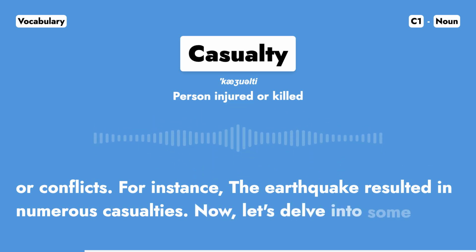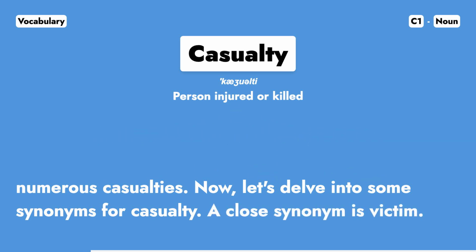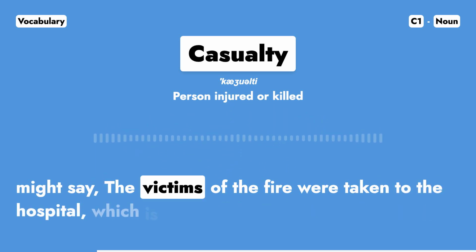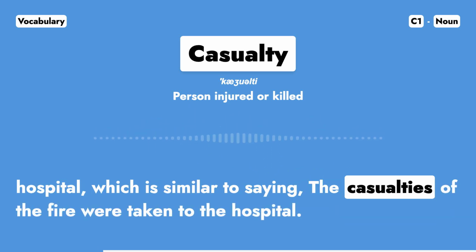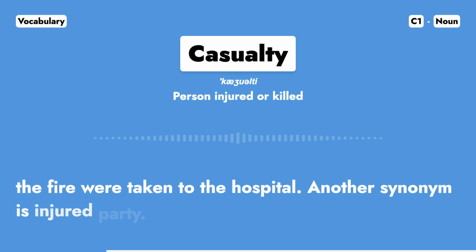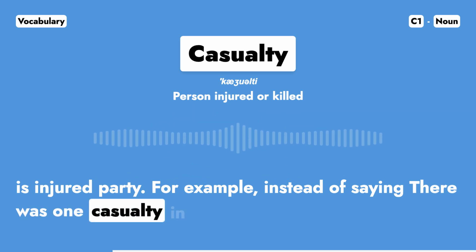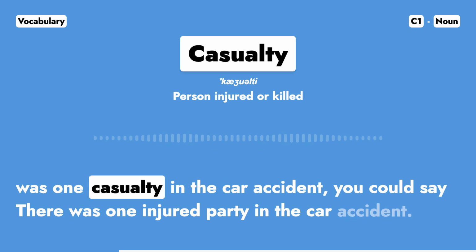Now, let's delve into some synonyms for casualty. A close synonym is victim. You might say, the victims of the fire were taken to the hospital, which is similar to saying the casualties of the fire were taken to the hospital. Another synonym is injured party. For example, instead of saying there was one casualty in the car accident, you could say there was one injured party in the car accident.